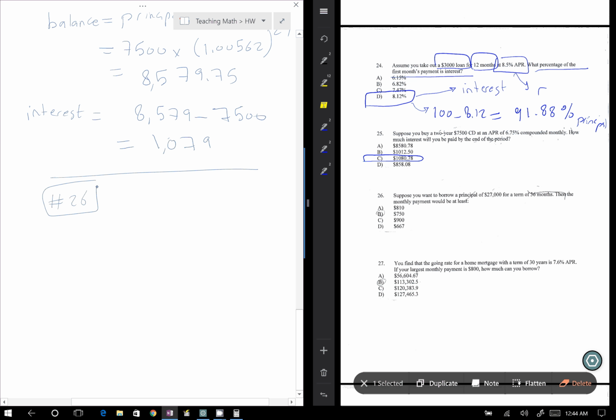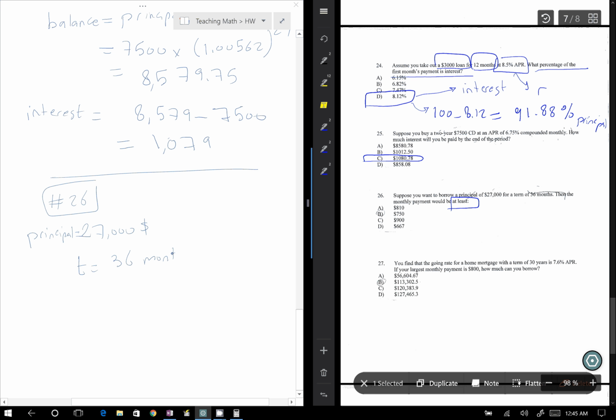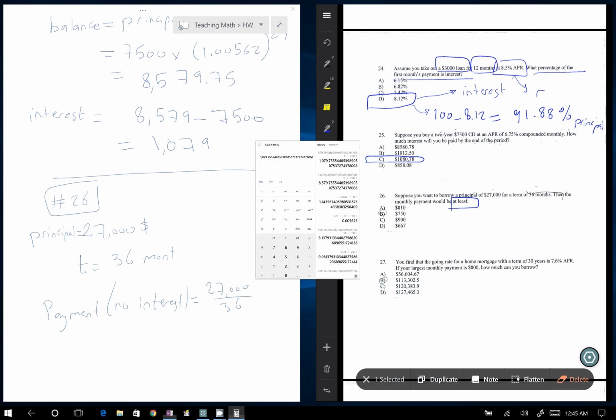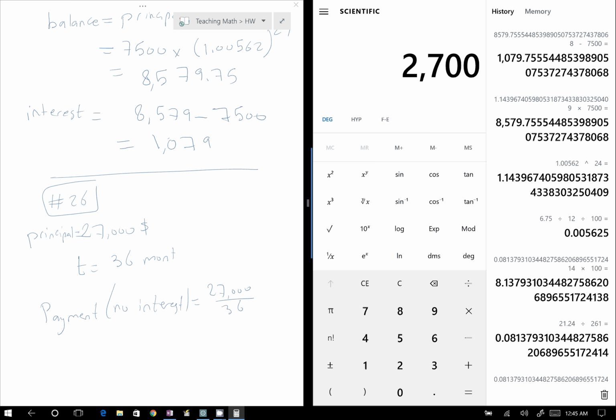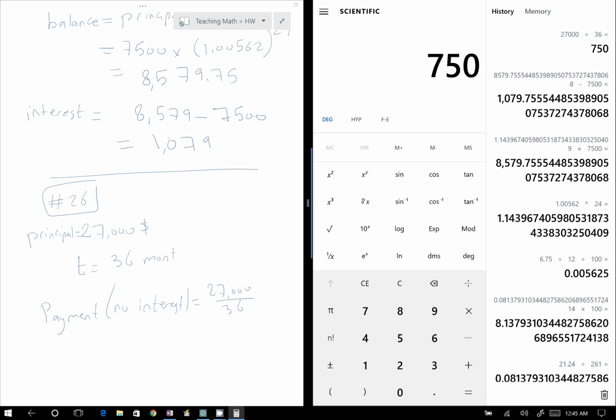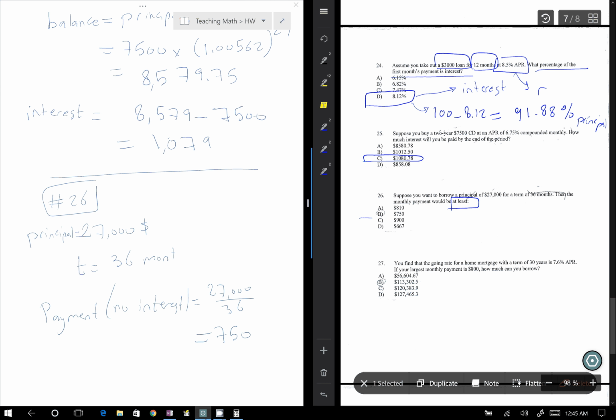So you borrow principal 27,000. That's the principal for a term of 36 months. Then again, the monthly payment would be at least, meaning with no interest, equal to 27,000 divided by 36. $750. At least, of course, if there's interest, it would be more. 750, B. I see you already have it.